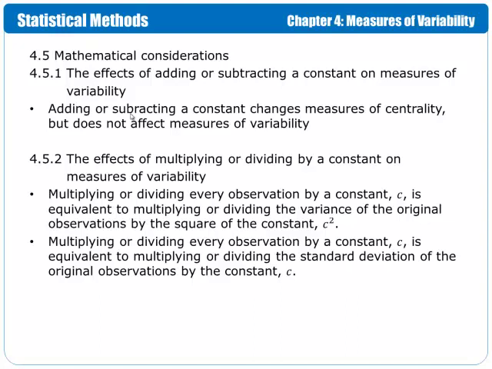If we multiply or divide by a constant, the measure of variability will change. Multiplying or dividing every observation by a constant is equivalent to multiplying or dividing the variance of the original observation by the square of that constant. And multiplying or dividing every observation by a constant is equivalent to multiplying or dividing the standard deviation of the original observations by that constant.